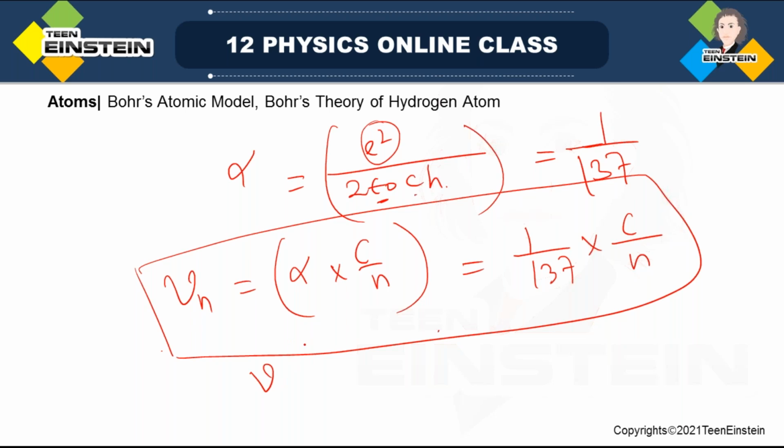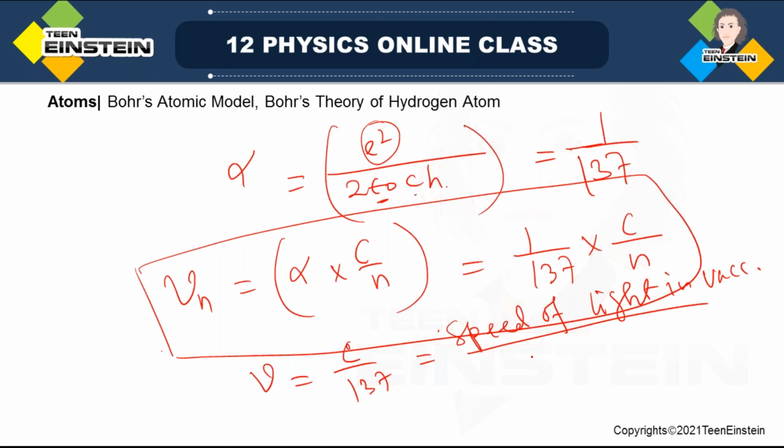If you want the speed of the electron in the ground state, or in the first Bohr orbit, it will be given by c by 137. Here c is the speed of light in vacuum. So c over 137 will give you the speed of the electron in the first Bohr orbit.